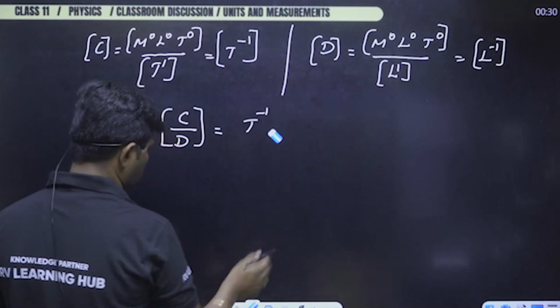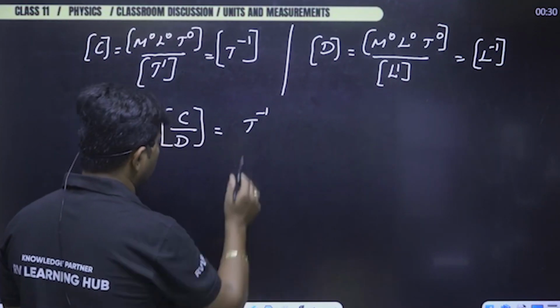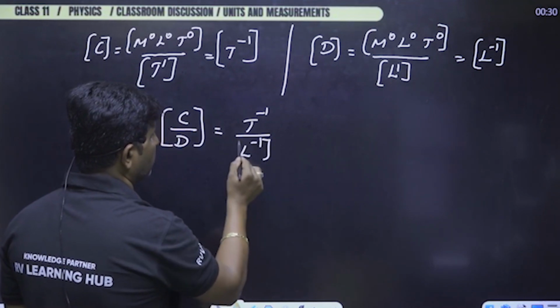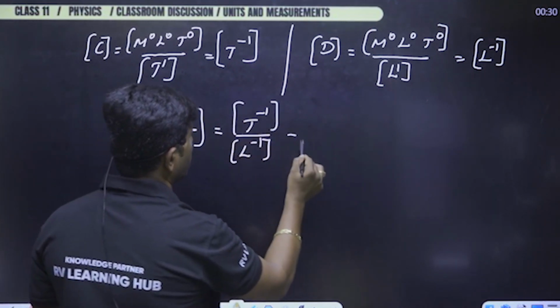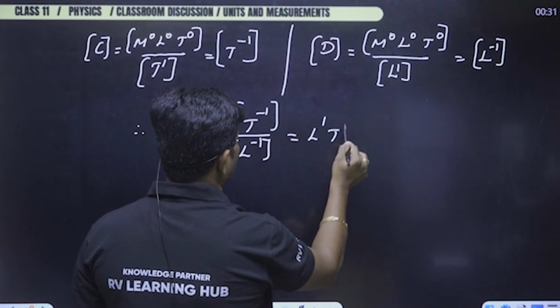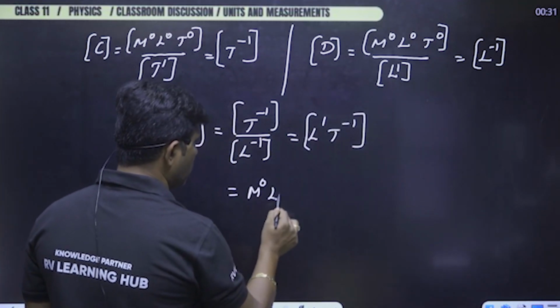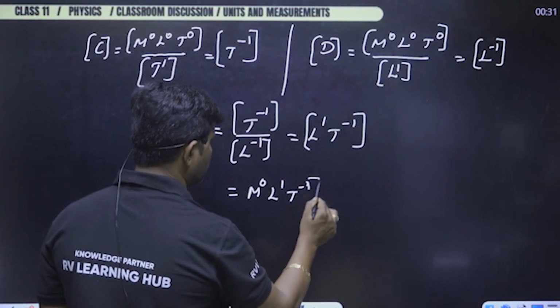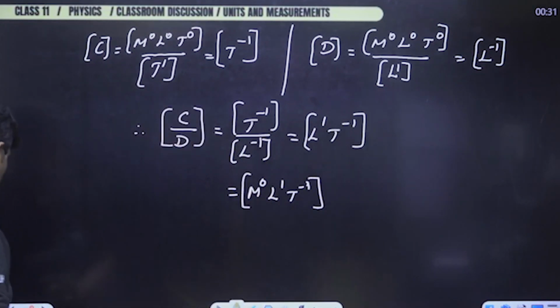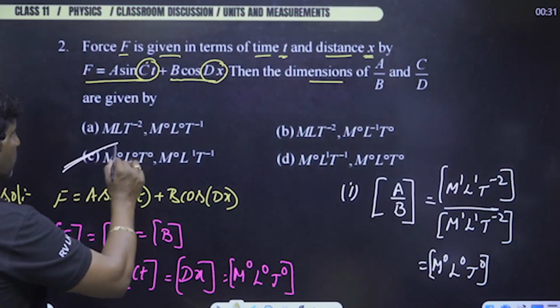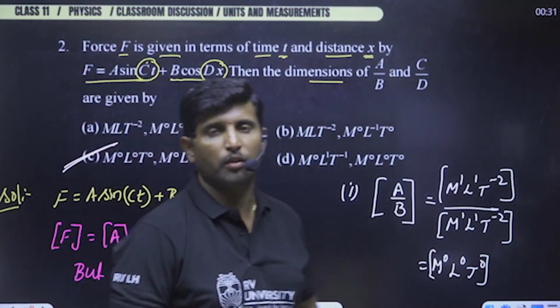what will be the answer we are getting here? Please think about this. C is T power minus 1 and D is L to the power of minus 1. If you do simplification, you will get L power 1, T power minus 1. So this implies m power 0, L power 1 and T power minus 1 is the dimensions of C by D. So whenever we go with the options, we can say option C will be the right answer.